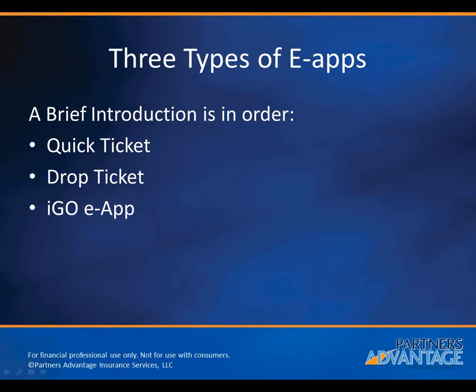Then we have the drop ticket. Now the drop ticket is very similar to the quick ticket, but with the drop ticket, you access it from the quote engine after completing a term or a guaranteed universal life quote. It is powered by iPipeline. That's probably the only difference. In quick ticket, you get direct access to the carrier website hyperlink. Here, with the drop ticket, you complete the quote, and then you go from there to the application. I'll show you how that works too.